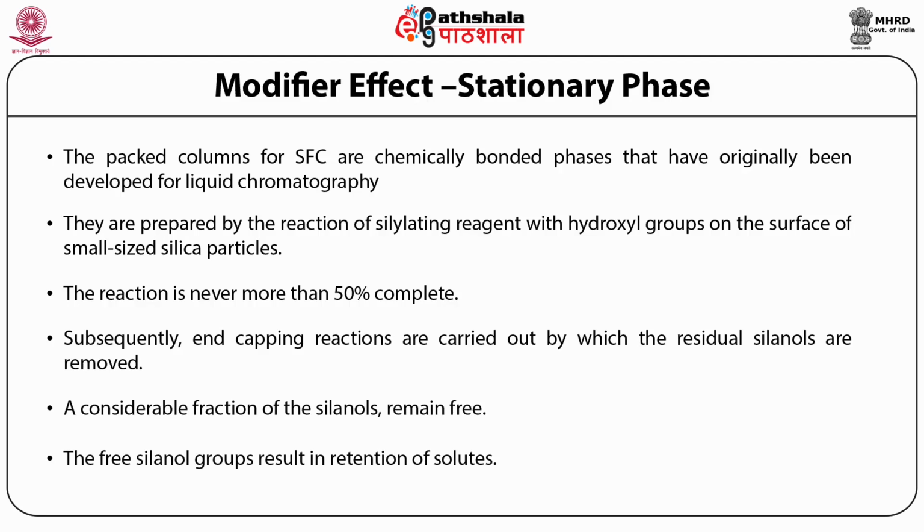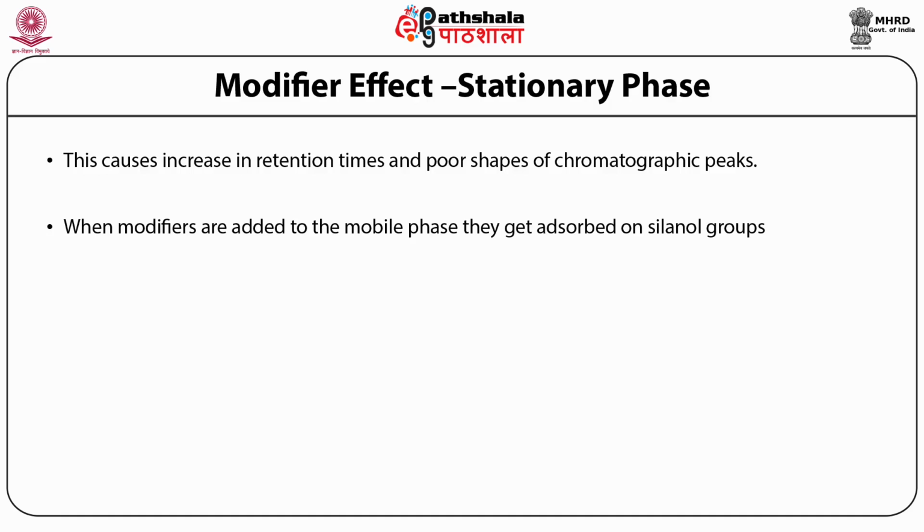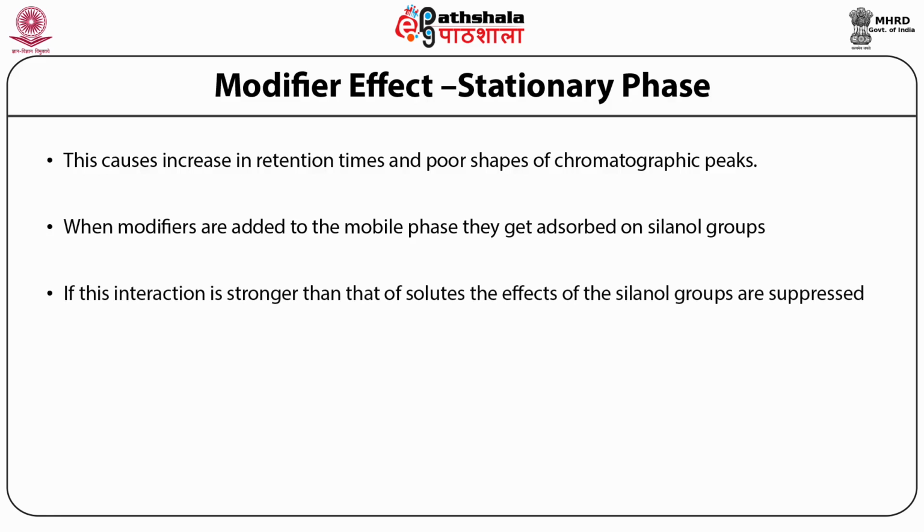The free silanol groups result in retention of solute. This causes an increase in retention times and poor shapes of chromatographic peaks. When modifiers are added to the mobile phase, they get adsorbed on the silanol groups. If this interaction is stronger than that of solutes, the effects of silanol groups are suppressed.